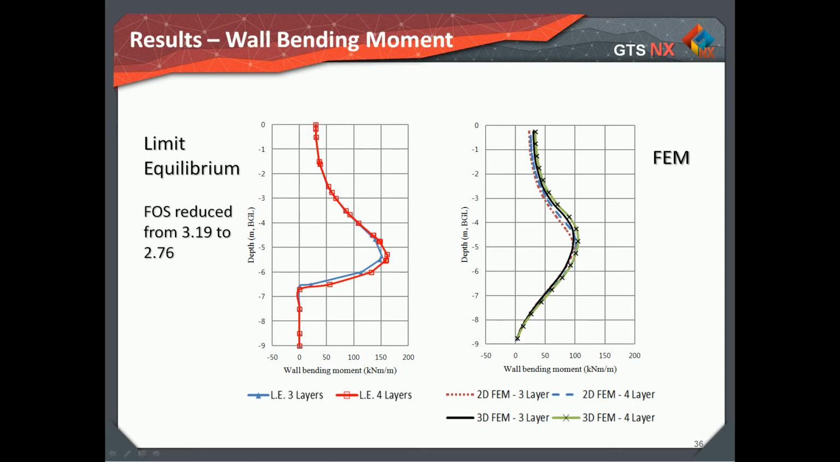The initial remark between 3 layers and 4 layers soil analysis is indicated by LEM analysis on the stability safety factor, which decreased from 3.19 to 2.76 when the sandy gravel layer with the friction angle of 35 degrees is substituted with sand layer with 34 degrees.